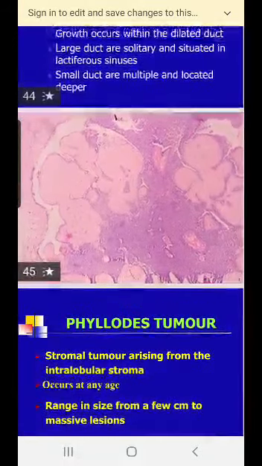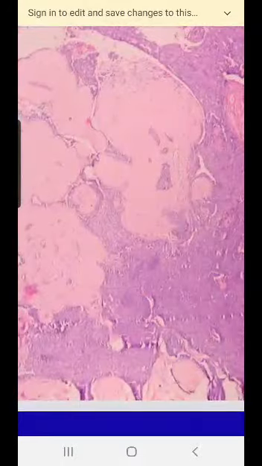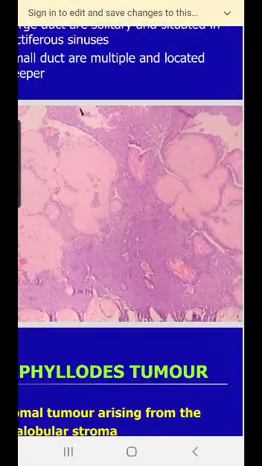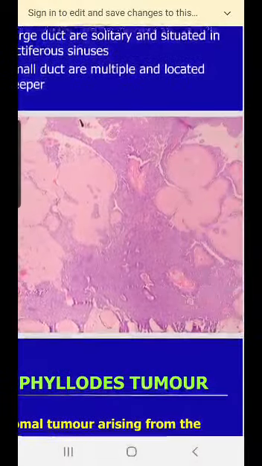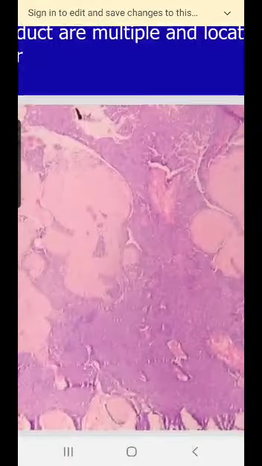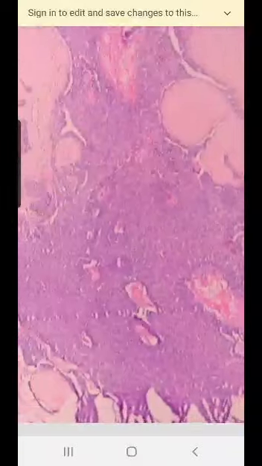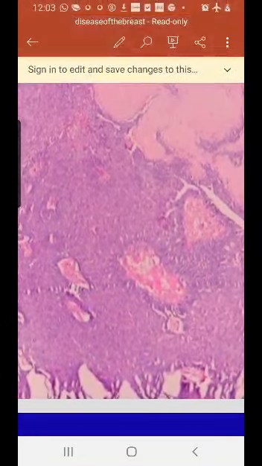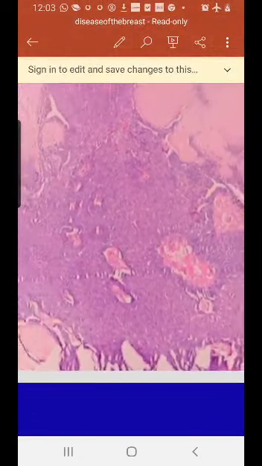Now you can see this is a dilated large duct, surrounded by a stroma, and there is proliferation of the lining epithelium. The papilloma will have a fibrovascular core, and probably these are the cores here. You can see the central cores, blood vessels. Cores are nothing but the blood vessels, and they are surrounded by the epithelial cells, which are quite proliferative in this case.